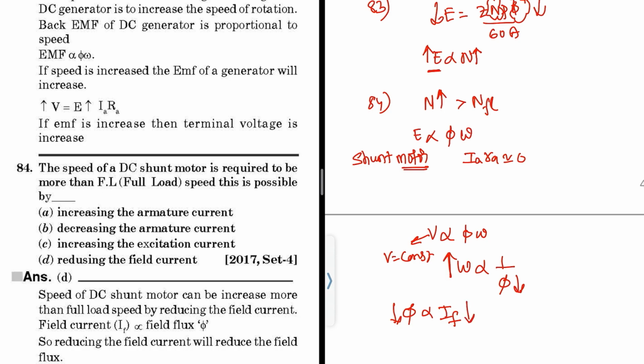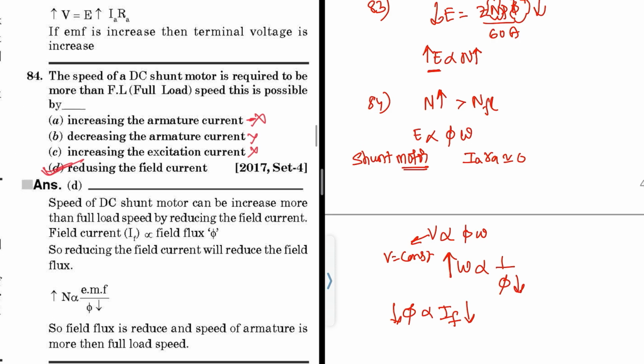So increasing the armature current is wrong. Decreasing the armature current is also wrong. So reducing the field current, this is the right answer.